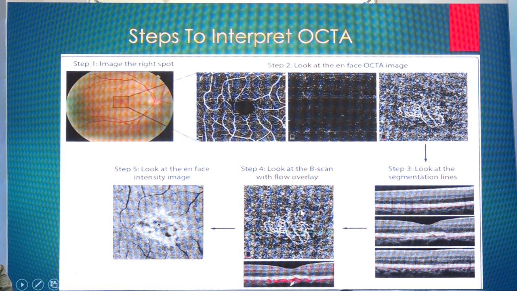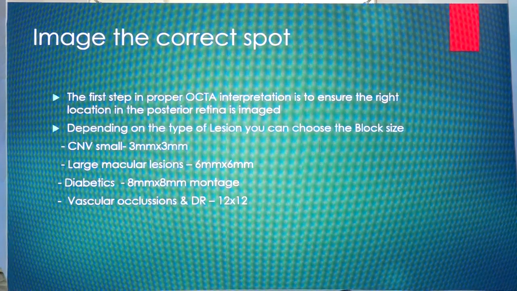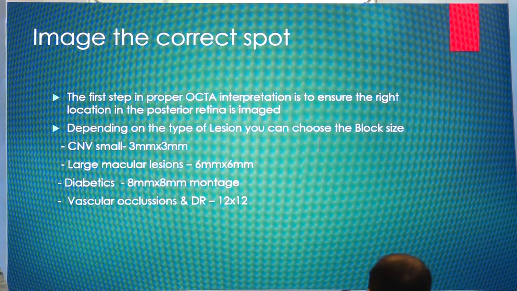Like in this patient, you can see an image in the choroidal or the choriocapillary layer showing CNVM, and this is the structural image. So sequentially, you have to see all the images to come to a conclusion. Simultaneously, you have to see a flow overlay, plus you have to see which area you are segmenting. Image the correct spot. Depending on the type of lesion, you can choose the block size.